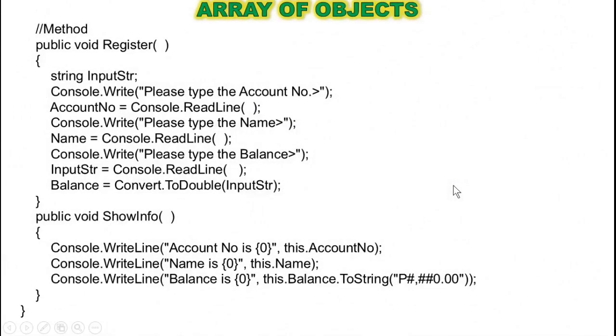The following code is the continuation of the class Account. It shows 2 methods, namely Register, that will ask the user to input his or her account number, name, and balance, and then the ShowInfo method that will display the account number, the name, and the balance.